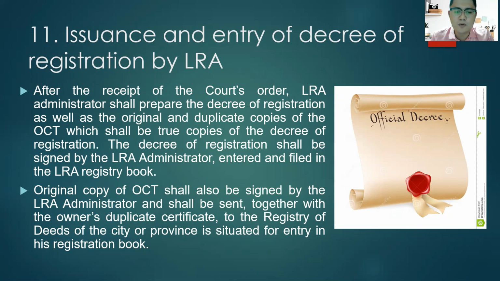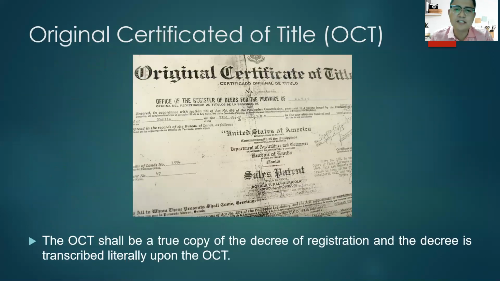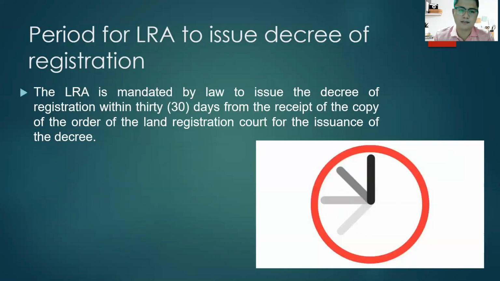Original copy of the OCT shall also be signed by the LRA administrator and shall be sent together with the owner's duplicate certificate to the registry of deeds of the city or the province in which the land is situated in his registration book. Original certificate of title. The OCT shall be a true copy of the decree of registration, and the decree is transcribed literally upon the OCT, meaning every word is transcribed.